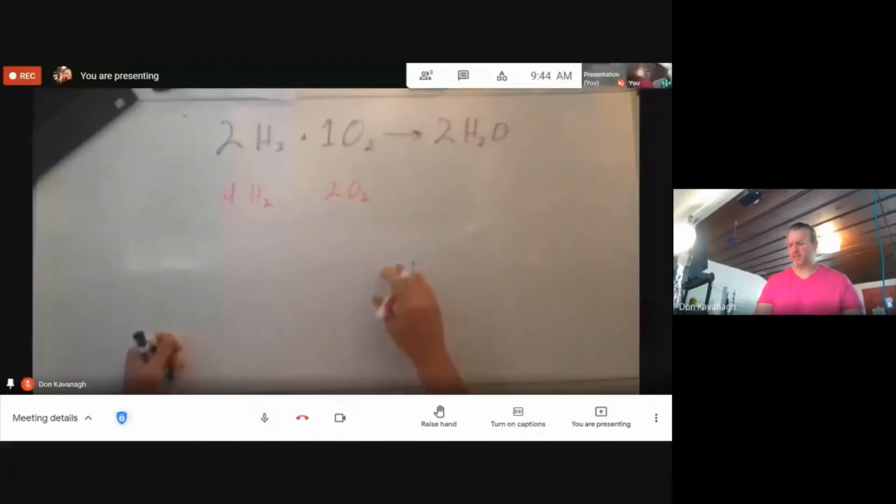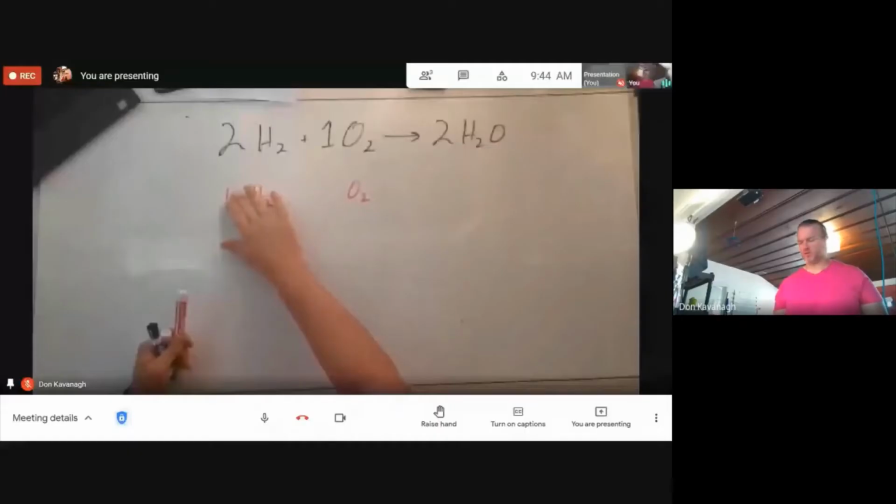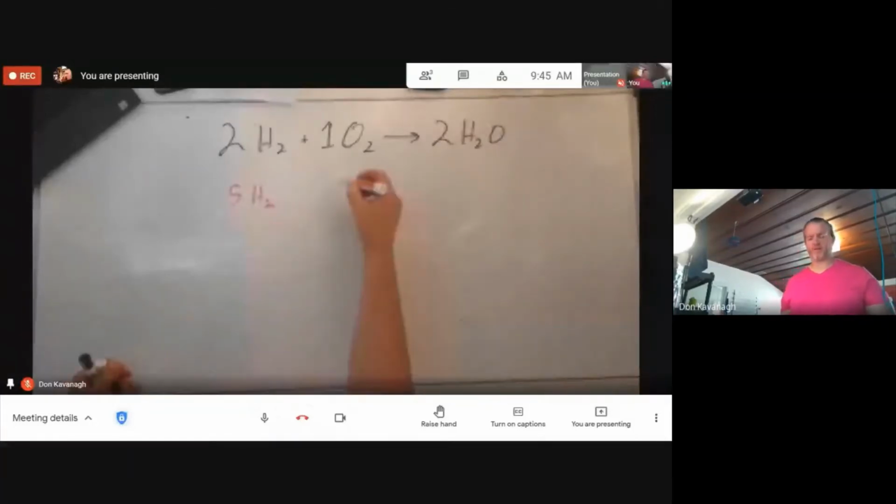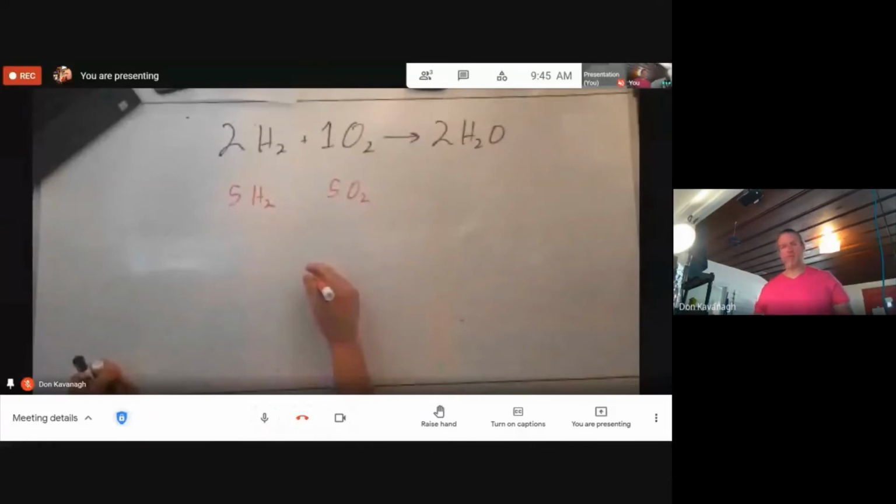But let's consider something like this, where in our reaction on our lab bench, we have 5 H2 molecules and let's just say 5 O2 molecules. Let's make this number a little different so it comes out a little different. Let's make this 5 and 3. How much water could be produced if we had a 5 and a 3 ratio?